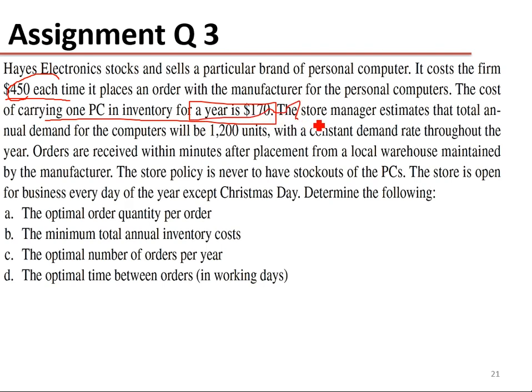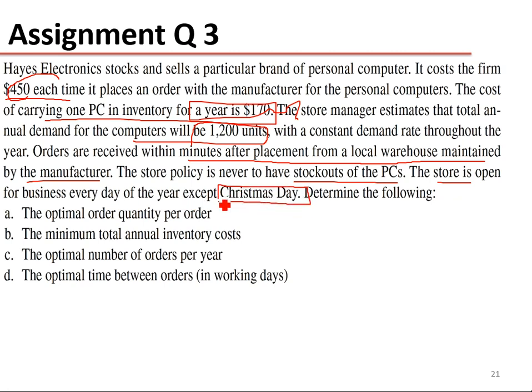And then we can see that the store manager estimates the total annual demand, this D value is given, with a constant demand rate throughout the year. Orders are received within a minute after placement from the local warehouse maintained by the manufacturer. That means you get instant supply over there. The store policy is never to stock out, that means no shortages are allowed. The store is open for business every day of the year except Christmas Day.